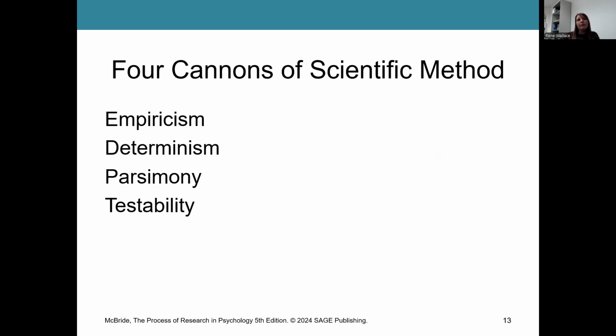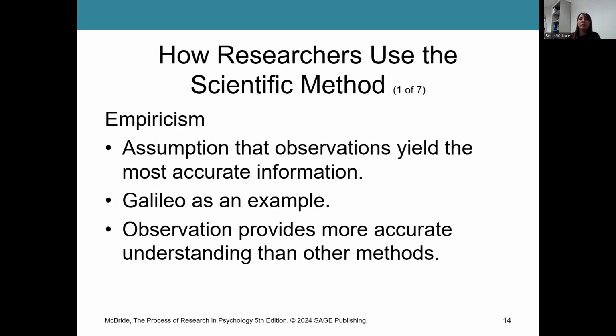So when you think of scientific research and the scientific method, and we apply that to psychology, there's really four basic canons here. We have empiricism, determinism, parsimony, and testability. So empiricism is the assumption that observations yield the most accurate information. Your book talks about Galileo as an example, because up to that point in his lifetime in the world, people had just accepted, based on authority figures, that the Earth was the center of the universe.